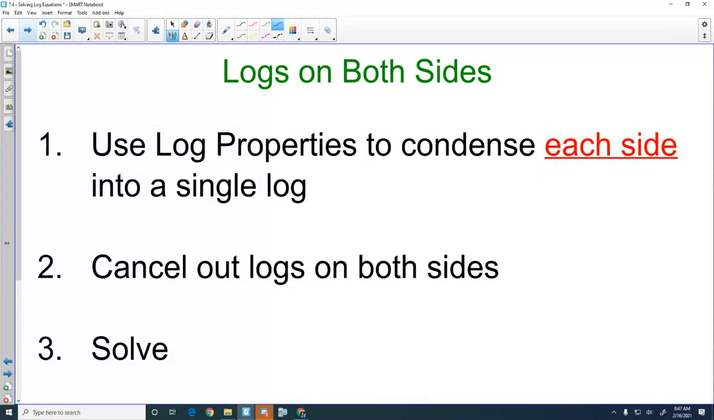Now the super nice thing is, if you've got a log on one side and a log on the other side, we can just cancel out those two logs. And just those two answer portions, the part that's in parentheses, you just set those equal to each other and then solve it like a regular equation.